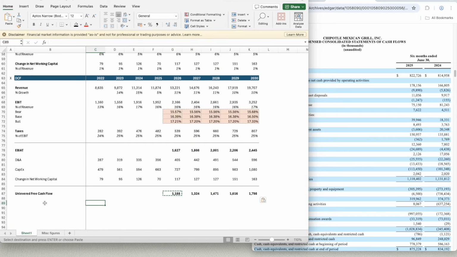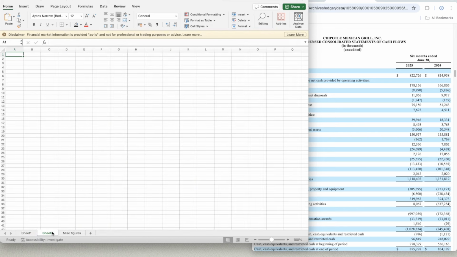And yeah, we just simulate out until 2030. Now we want to find the present value of the unlevered free cash flow, so the PV of UFCF. And to do that, we need to build a WACC, a weighted average cost of capital.